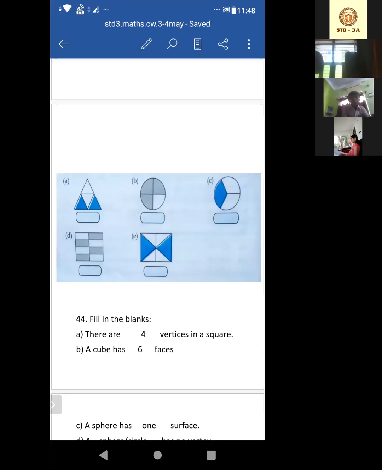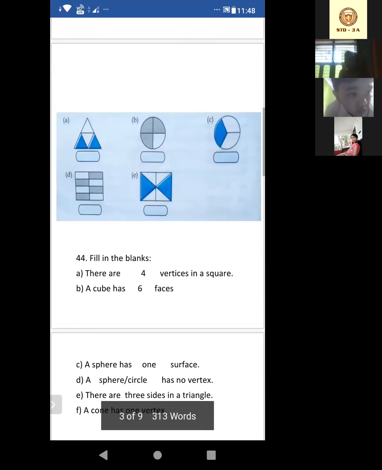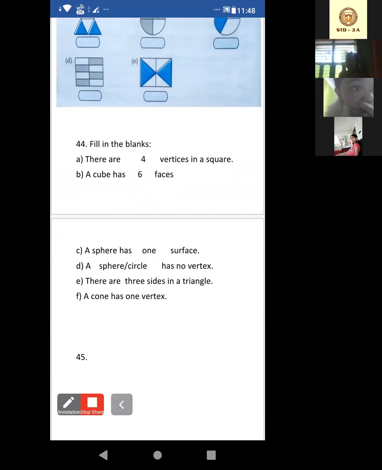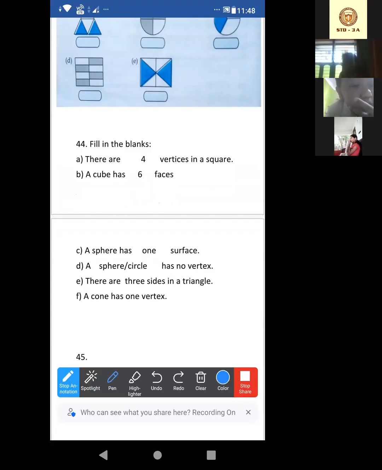All of you take out your copy and pencil. Yesterday I completed up to the fraction part, that is up to 43. Today I'll start from 44. Before that, all of you write CW and date. Write CW and the date.